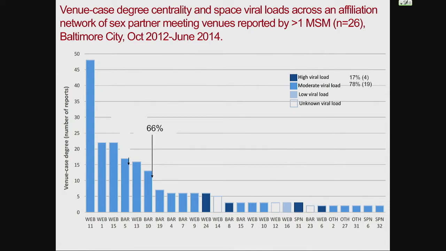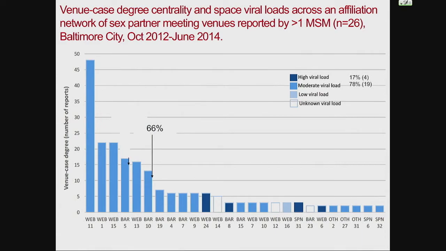And now what you see overlaid is viral load information. So we took individual viral loads, we attributed them to the venue and created a geometric mean for the venue or space. And we classified them by high viral load, moderate, and low viral load. 4 venues could be classified as high viral load, or 17%, and 19 or 78% were moderate viral loads. There were 3 that we couldn't calculate a viral load for.